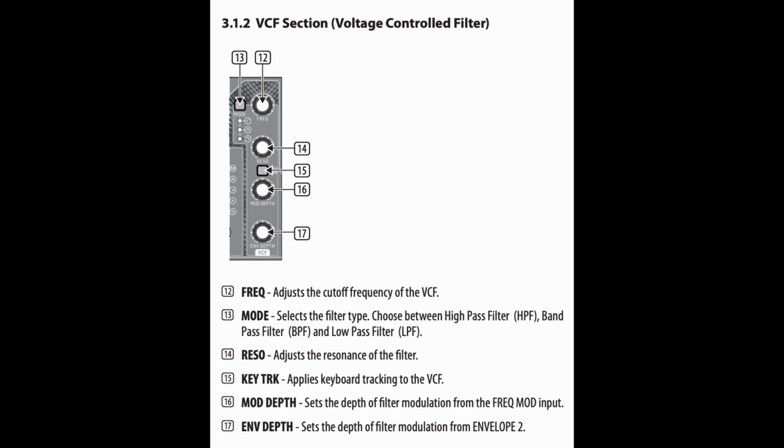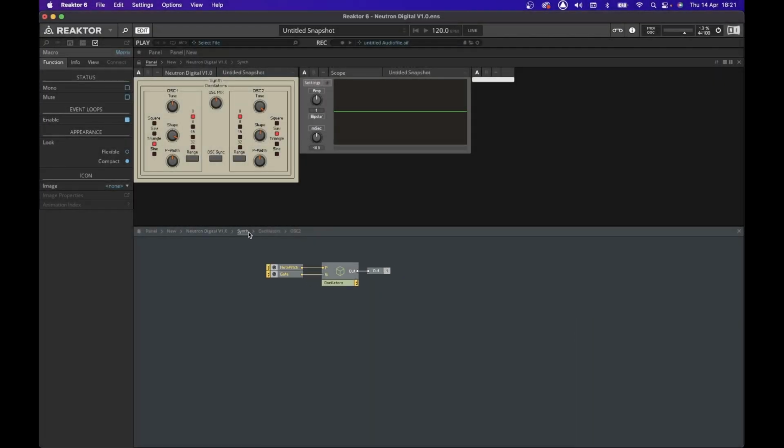Then we've got the resonance. Resonance is just the resonance of the filter as well. It's pretty simple. There's nothing much about this. Then we have the key track, and the key track is quite tricky, but it's very simple to do. It took me a bit to get into it, but it's very simple. Then finally, the modulation depth and the envelope depth. Both of them, we're going to need to build the LFO and the envelope generators before we can do anything with this. So we're going to focus on the first two knobs, the frequency and resonance, as well as the key track and the mode.